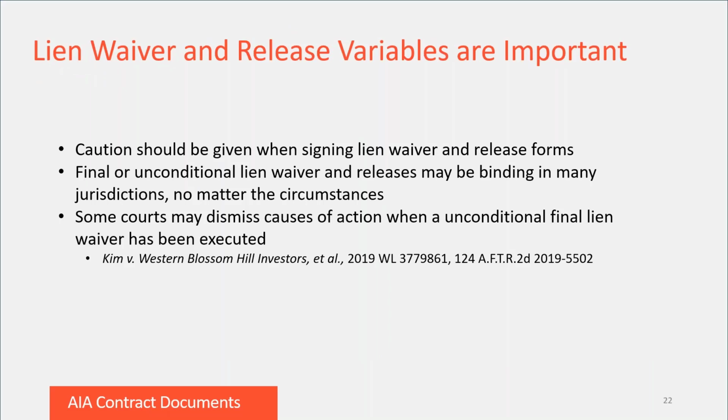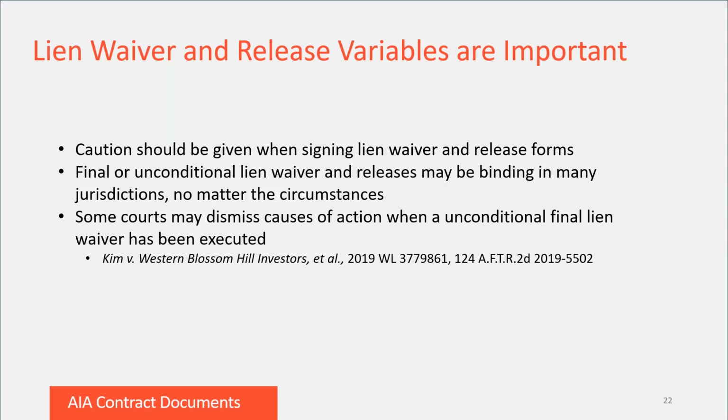It is extremely important to thoroughly read and understand what type of lien waiver form you are signing. Final or unconditional lien waiver and release forms have been found to be binding, no matter the circumstances under which they are signed. An example of how drastic this can be is Kim versus Western Blossom Hill Investors et al., where a plaintiff's cause of action was dismissed based upon the presence of a signed unconditional final lien waiver.